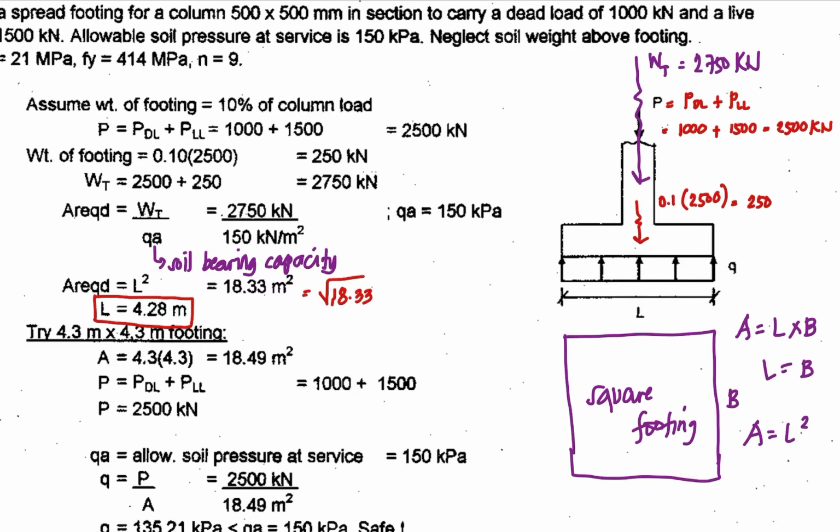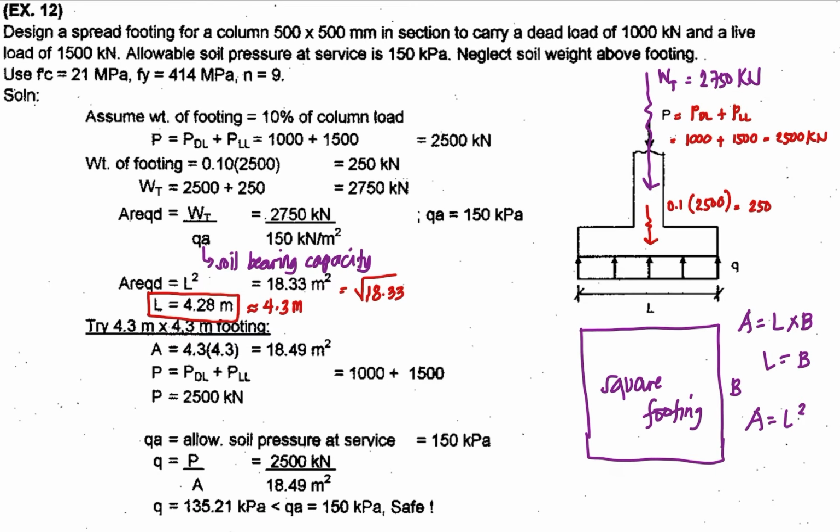equivalent to 4.28. So normally when we try our footing dimension, you have to round it up to 0.1 usually. Since this is 4.28, therefore that is 4.3. Round it up to 0.1 meter. So any value, you round it up to 0.1 normally.